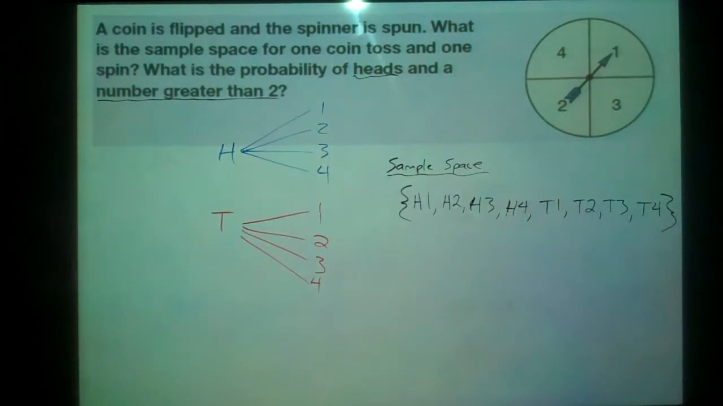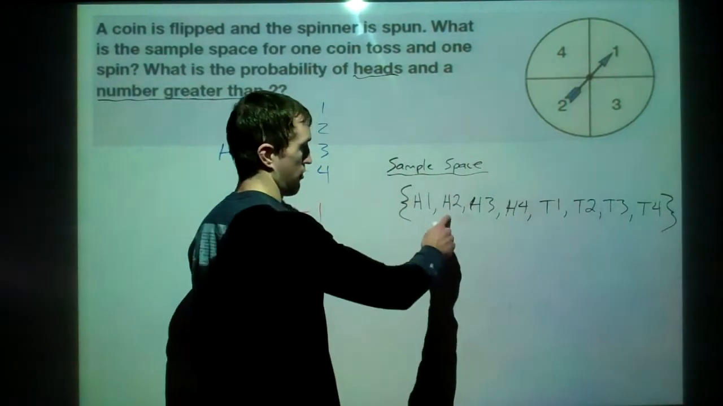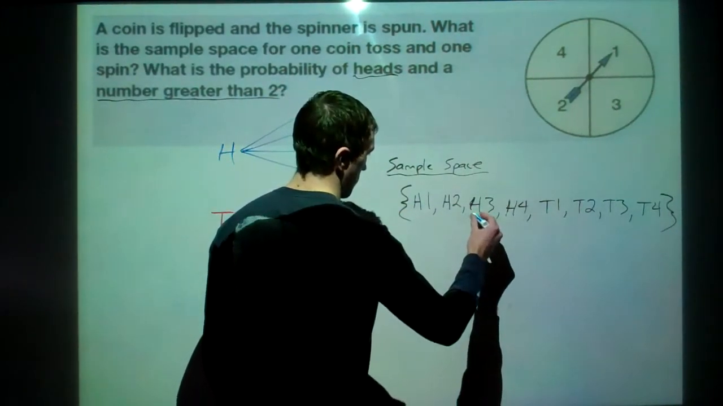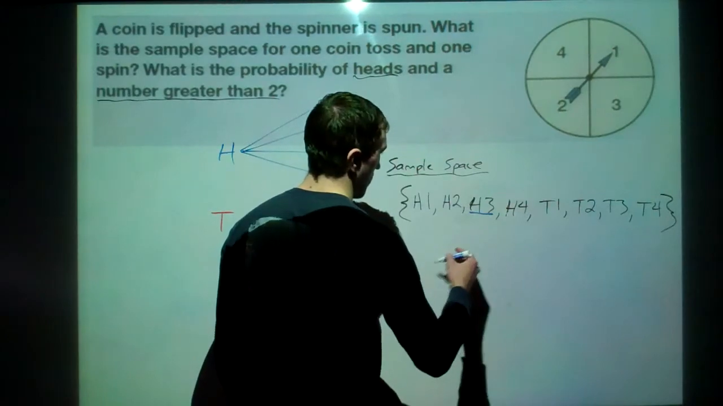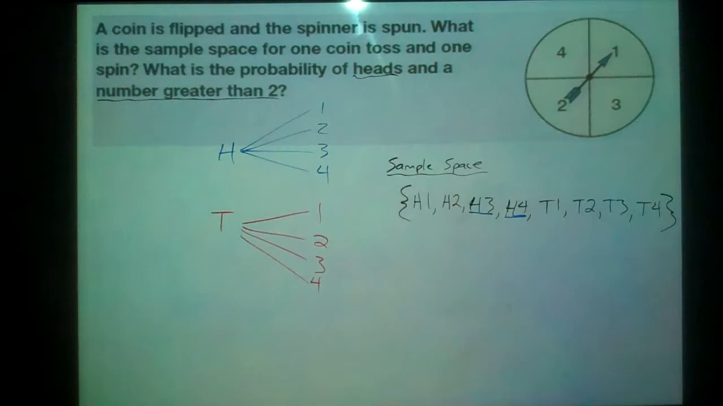So we're going to underline here everything that has a heads with it and everything that has a number greater than 2. So we want greater than 2. It does not include 2. It has to be bigger than 2. So 3 is bigger than 2. Heads and bigger than 2. Heads and bigger than 2. So 2 of those are bigger than 2.